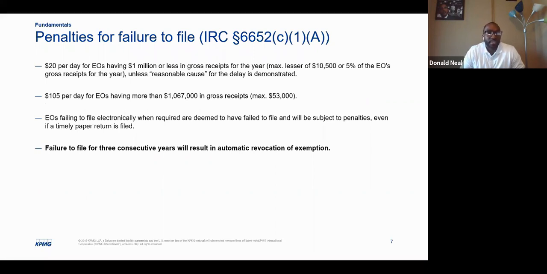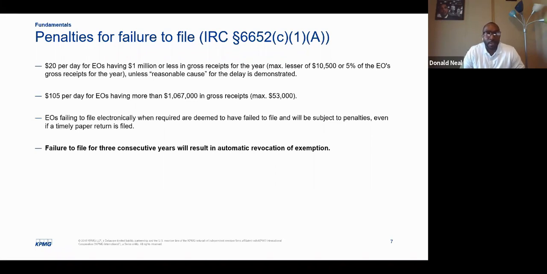Exempt organizations failing to file electronically are deemed to have failed to file and will be subject to penalties even if a timely paper return is filed. So it's important that if we have to file electronically, we do file electronically unless we meet one of those exceptions. One thing to note, and this came into play about 4 or 5 years ago, if you fail to file your 990 for 3 consecutive years, the IRS will automatically revoke your exemption, and then you would have to go back through that process again in regards to filing the Form 1023, working with the IRS to get everything reinstated.